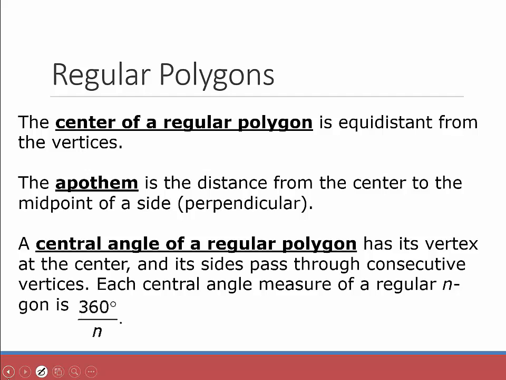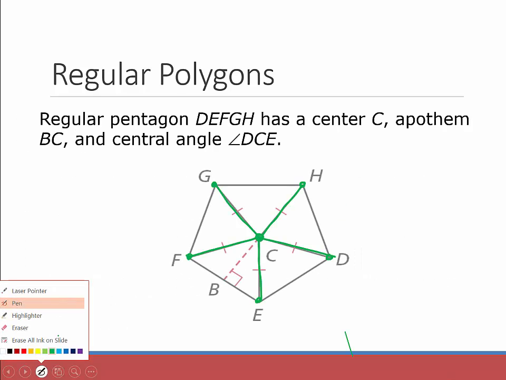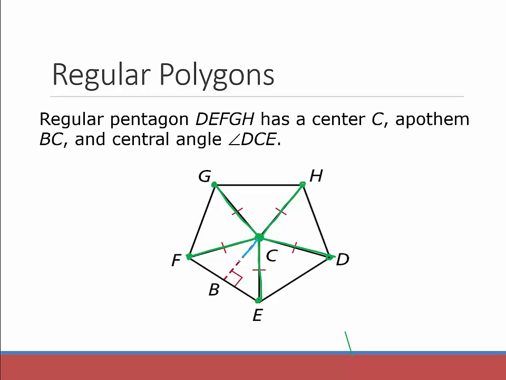The apothem is the distance from the center to the midpoint of a side, and it has to be perpendicular to the side. So if we go back to this picture, this right here is an apothem. B is the midpoint of FE, and it is perpendicular to FE. So we could draw another one here. It would be perpendicular, and these two guys would be the same.